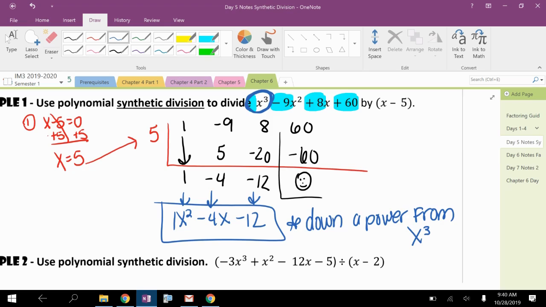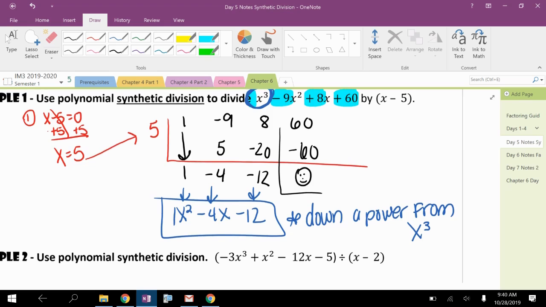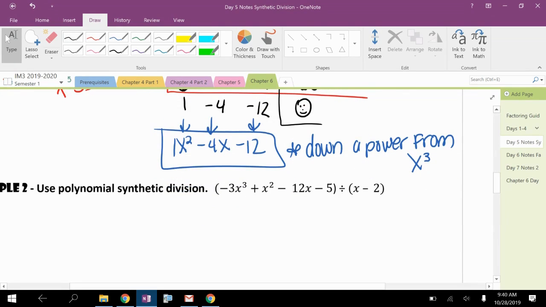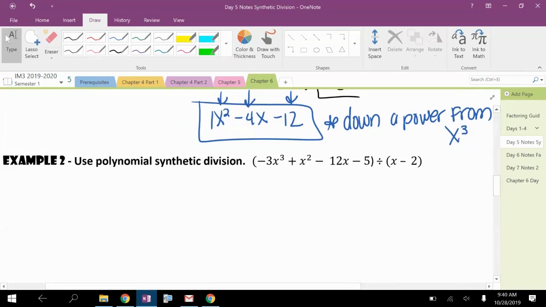Okay. Now, again, that was weird. We'll do it again. And again, it'll get a lot easier as we go by. Now, use polynomial synthetic division. Same process. Here we go. The very first step was to figure out what makes this factor equal to 0. Remember, this is called a factor, and what we're going to solve right here is called a 0.